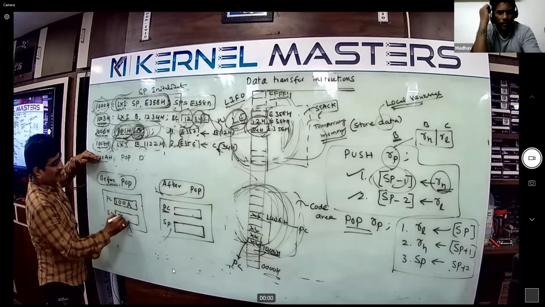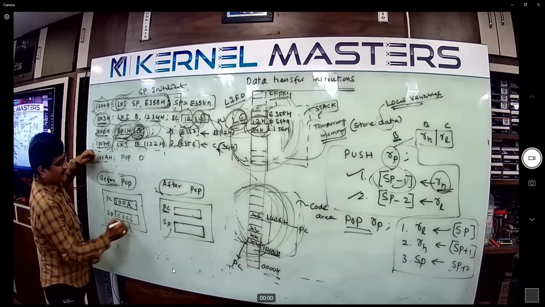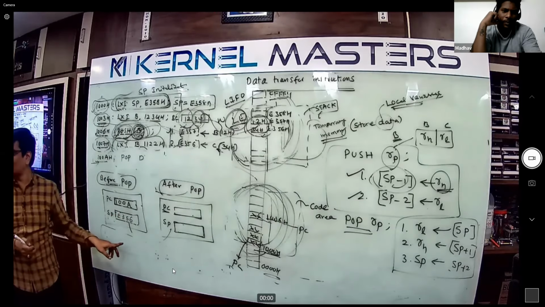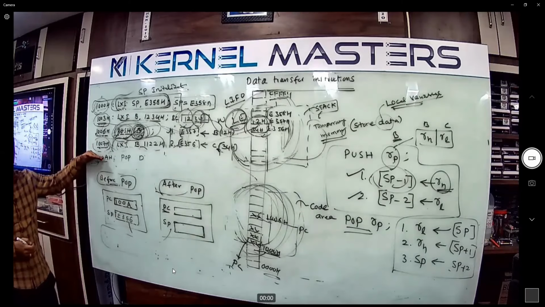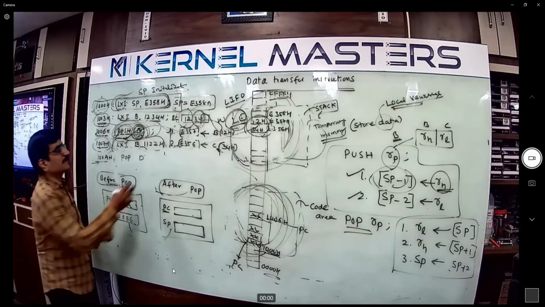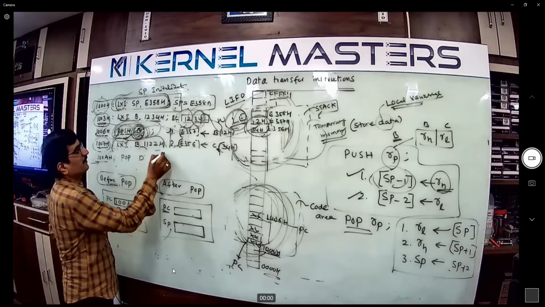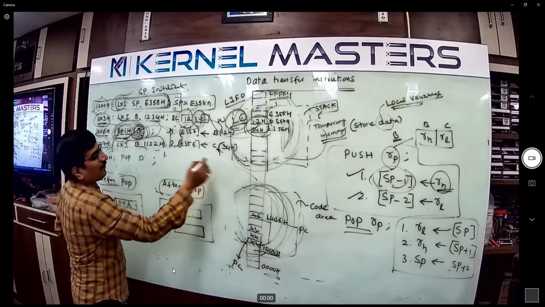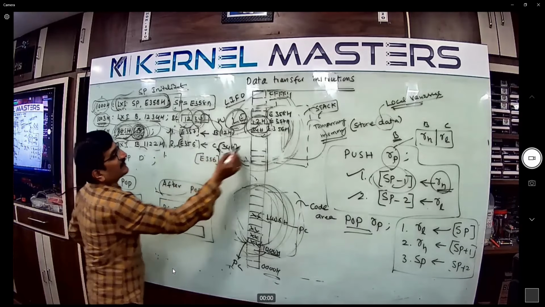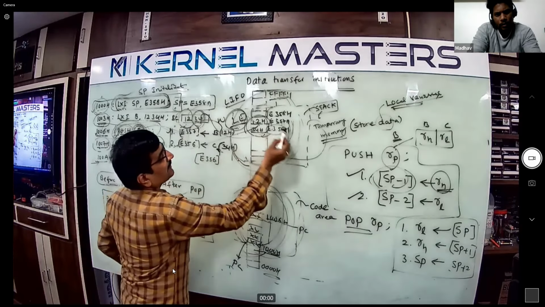E356. Stack pointer value, what? Tell me. E356. Is that the last value? No, the recent value is E356 before pop. So now you can see the first step. What is the first step? The stack pointer value is E356. So E356 now. What is the content at E356?